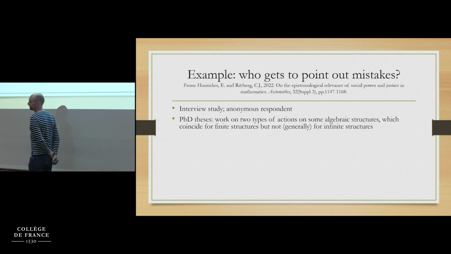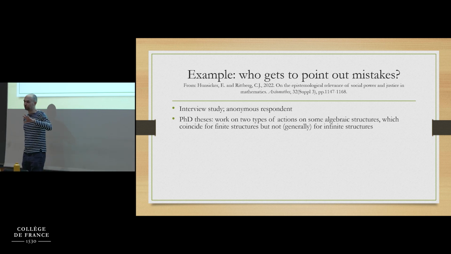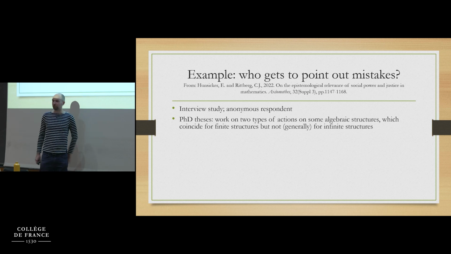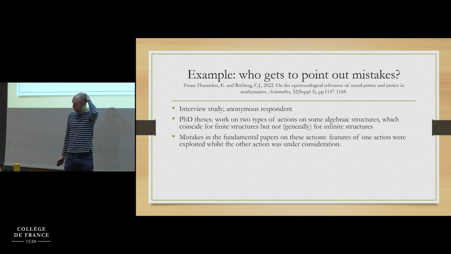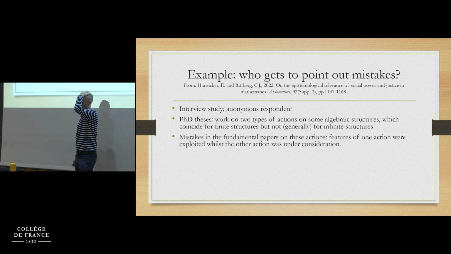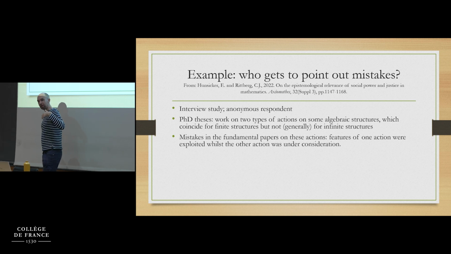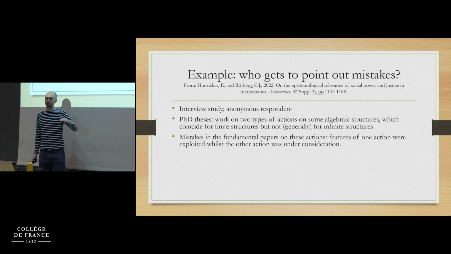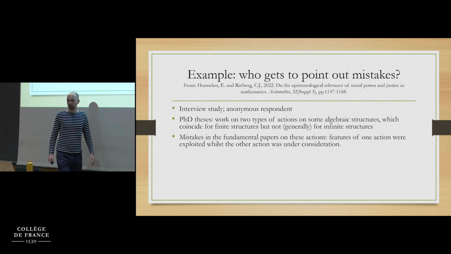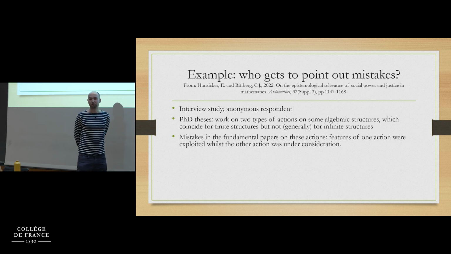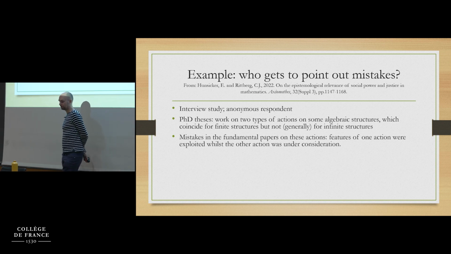But the respondent at the time was a PhD student, right? And they were working on these two sorts of actions on some algebraic structures. And these two actions coincide if you're considering finite structures, but they do not necessarily coincide for infinite structures, right? And what the PhD student realized was that there are some mistakes in the fundamental papers on these actions, right? Namely, in these fundamental papers, one action was considered whilst features of the other one were exploited in infinite cases, right? Where we're looking at infinite structures. So that would actually need proof, right? And they just weren't there.